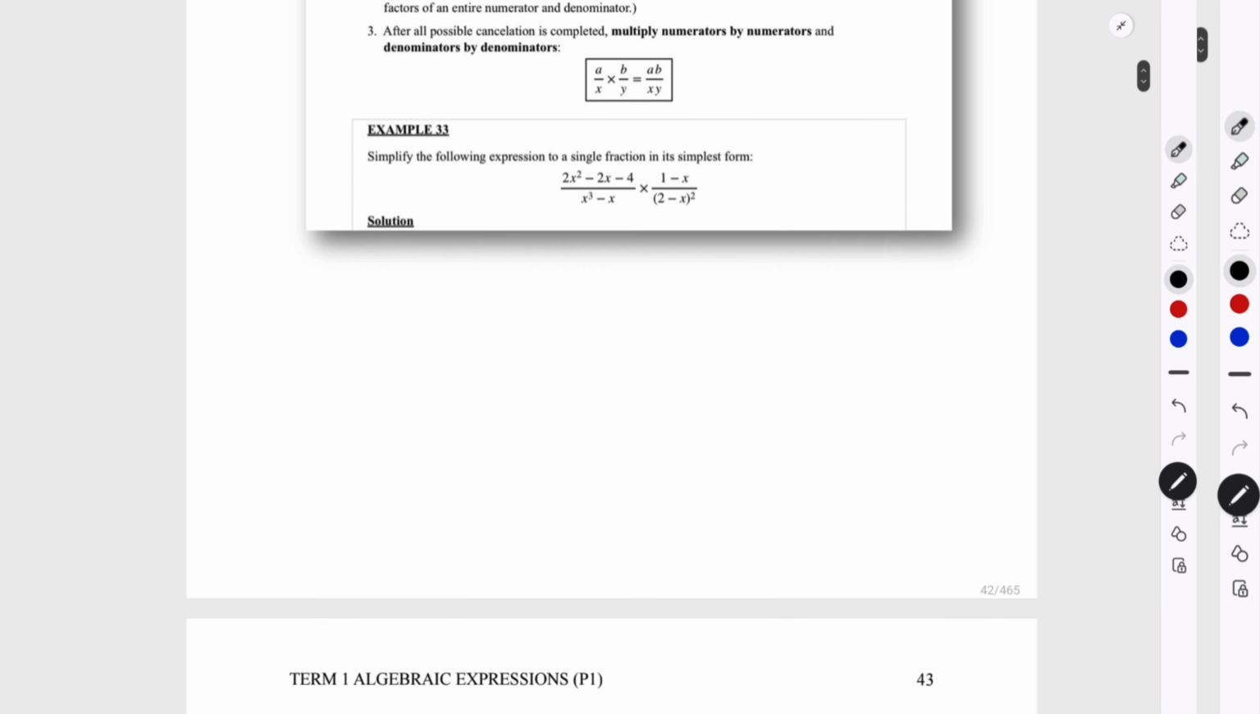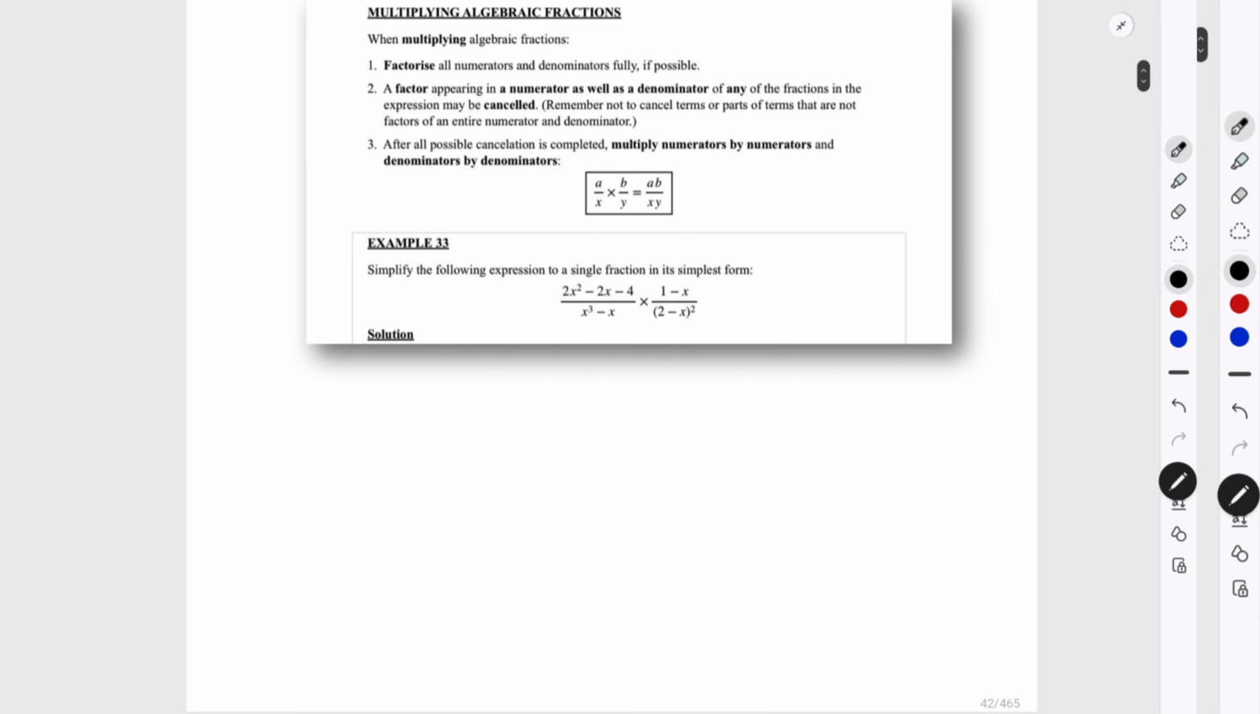Example 23. I hope you are with me for this one. And then here, the top part here, I'm having a common factor, so I'll take 2 out as a common. So I have x squared minus x minus 2 over the bottom part here. I will take x out as a common as well. Here I will have x squared minus 1 times, this is 1 minus x. Let's keep it like that for now.